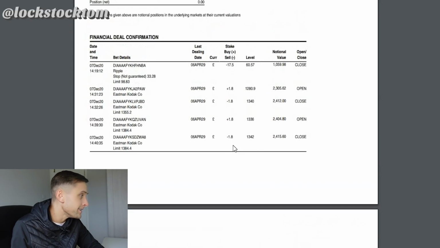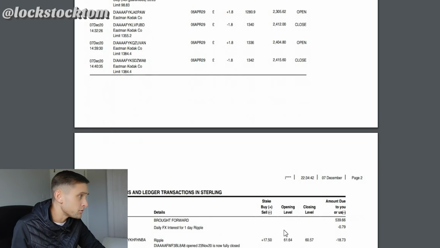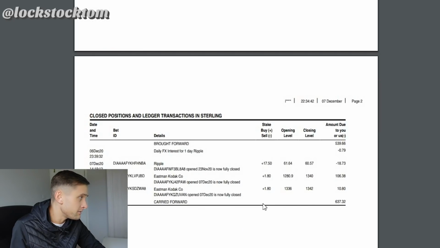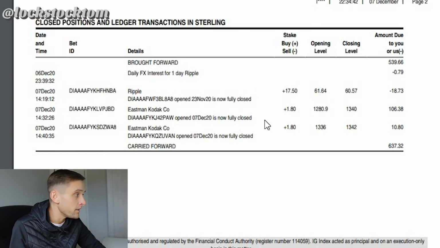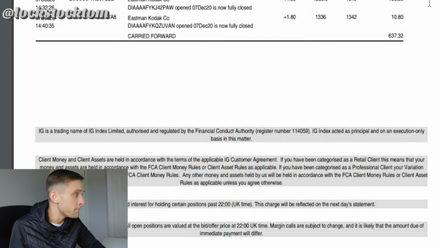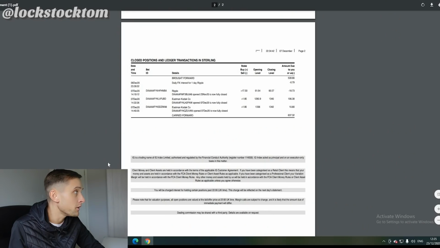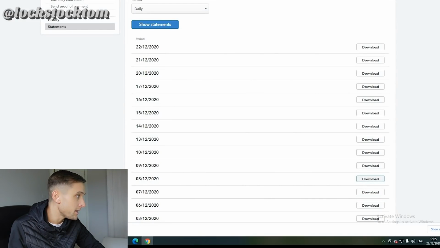If we go down here, again, this is why I wasn't going to put the video out, because I was doing stuff already at the start that I would never usually do, and it kind of messed up my win-loss ratio. So for some reason I bought Ripple. I don't know why. I then closed Ripple the same day. Very pointless. But then we went back to our normal trading strategy of the 230 trades, and that was a £106 profit and then another £10 profit, which brought the balance to £637.32. That was for the 7th. So then we go to the 8th.